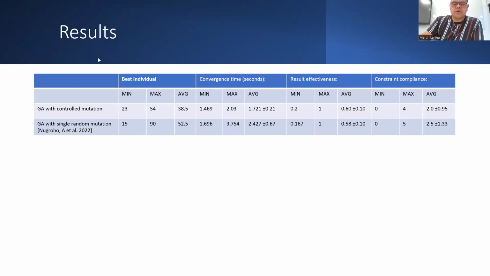Okay, so as the main result, we obtained that the proposed genetic algorithm achieves the highest average value of 0.327 against the 0.278 reached by the Bayes algorithm. Here we can see our results, that is the GA with controlled mutation and the GA with single random mutation, achieving those average values in convergence time, result effectiveness and constraint compliance, which are what we are going to see in our next graphics.